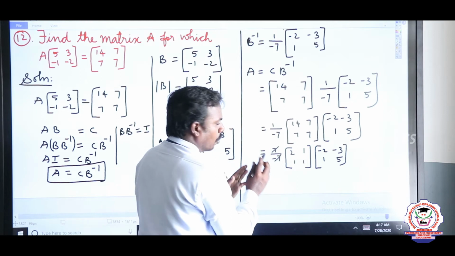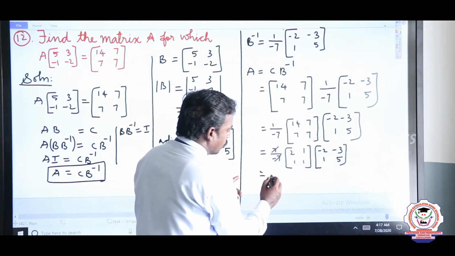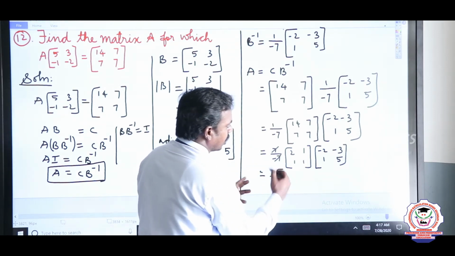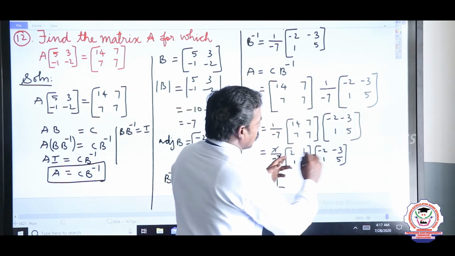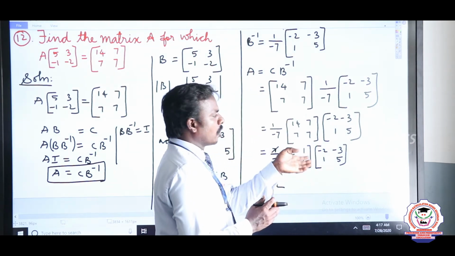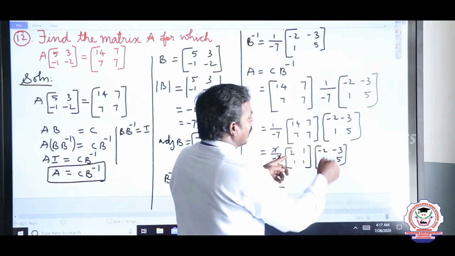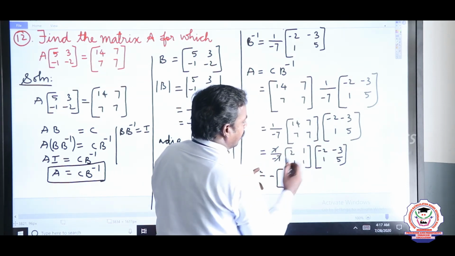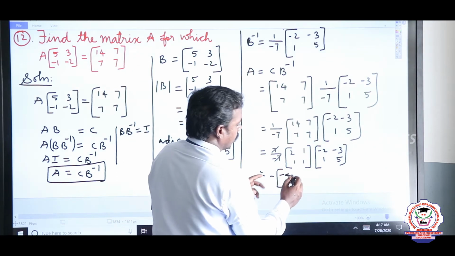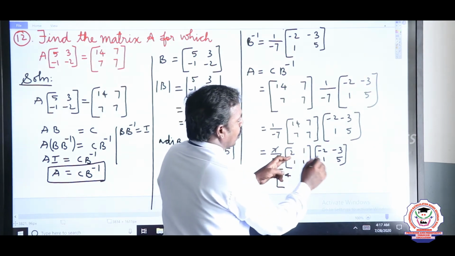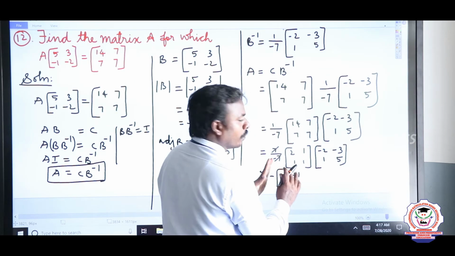The 7s will cancel, only the minus remains outside, just keep it out. Finally, we will take it into the matrix. First row of the first matrix operated on the first column of the second matrix: first row multiplied by first column, 2 into minus 2 is minus 4, and 1 into 1 is plus 1, first row first column over.